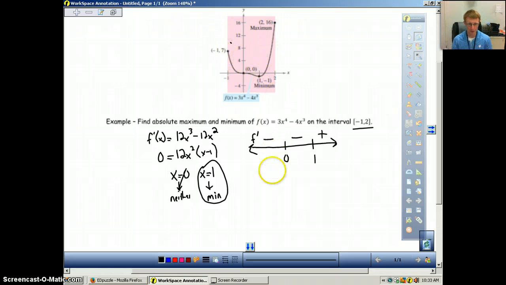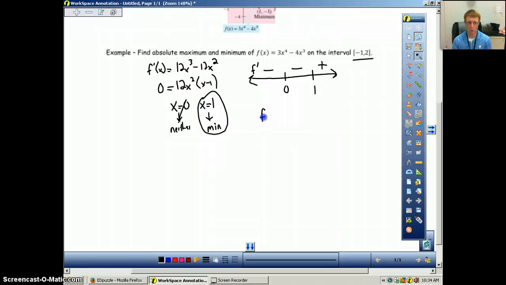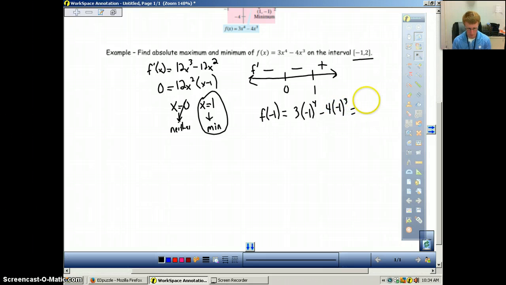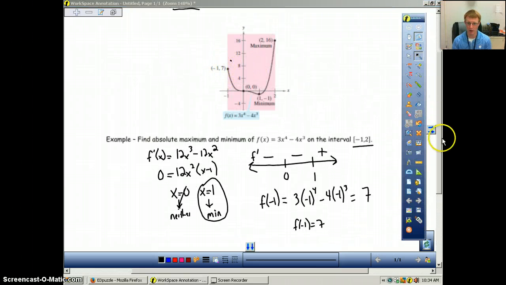And again, this is assuming that you don't have a graph for the most part. So what we would do is plug each of these values in. We're going to plug the -1 in, because that's what the endpoint is. The endpoints are given to us. So we're going to figure out what f of -1 is. We plug that into our original function: 3 times -1 to the fourth power minus 4 times -1 to the third power, and we get 7. So f of -1 is equal to 7, and you can see that's what the y value was up there, so we know that we did that right.